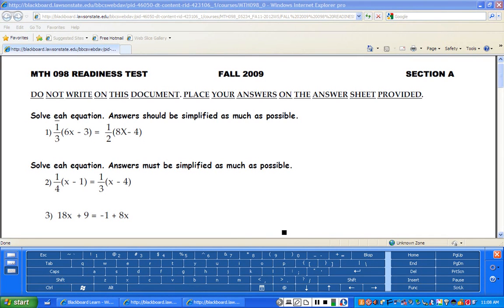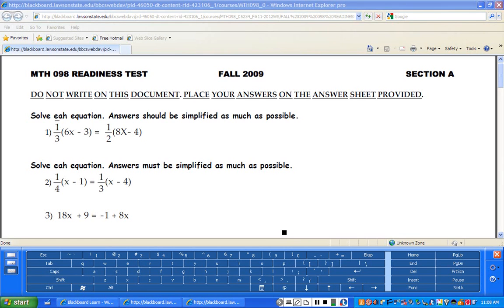In this session, what we're going to be doing is working on basically review for the Math 098 readiness test, all parts, section A, B, C, and D. Currently we're looking at section A, and section A deals primarily with solving equations.